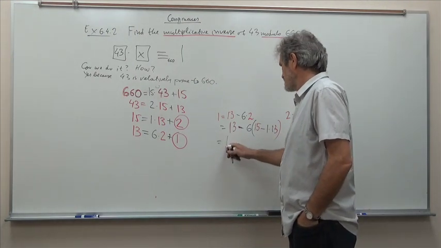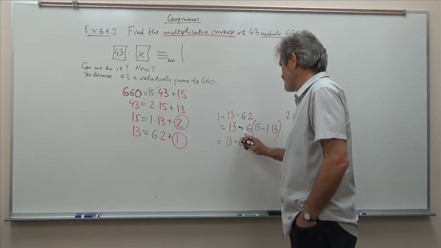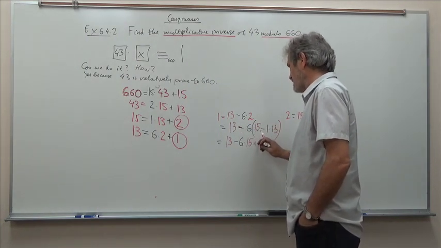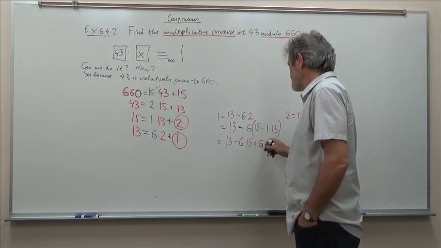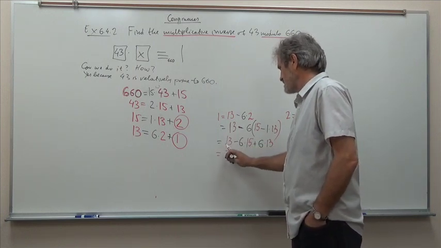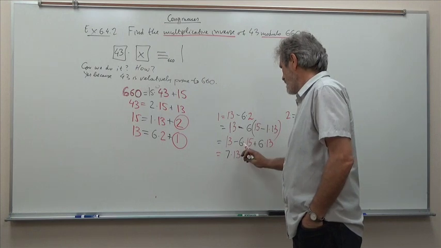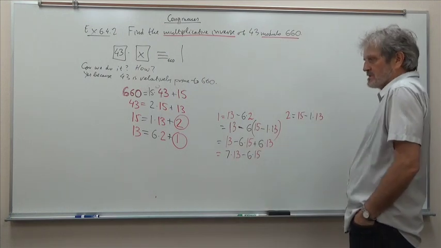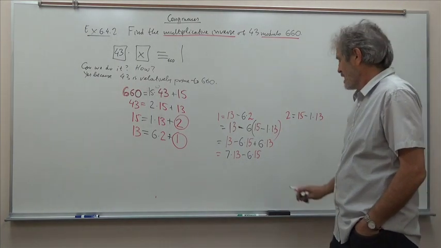So in algebra, it's 13 minus 6 times 15, minus 6 times minus 1 is plus 6, I multiply them, plus 6 times 13. So I get 6 times 13, and 13 is 7 times 13, minus 6 times 15. By the way, I can check it: this 91 minus 90 is 1, so it's all good. Now what do we do?